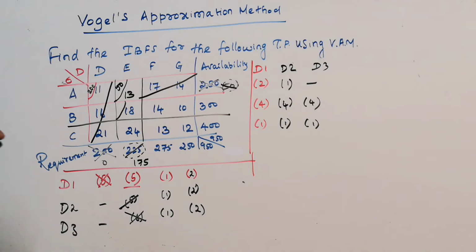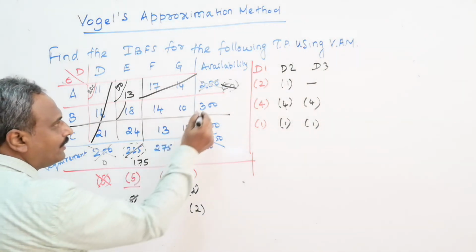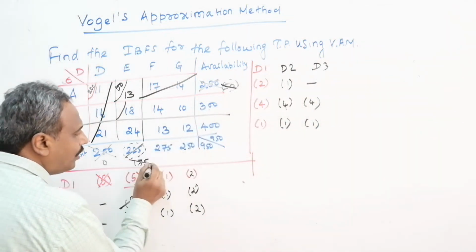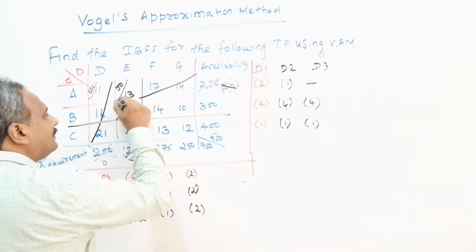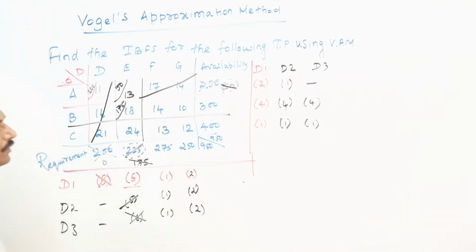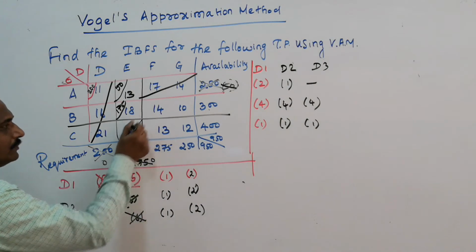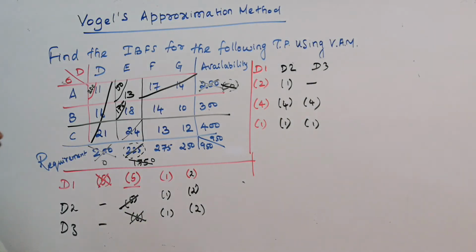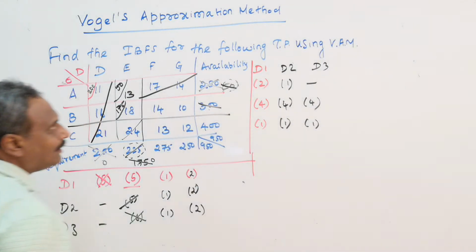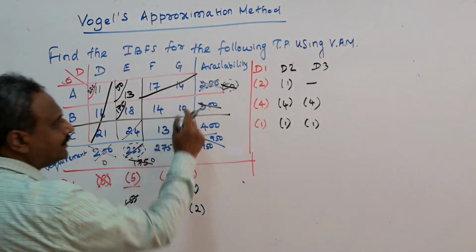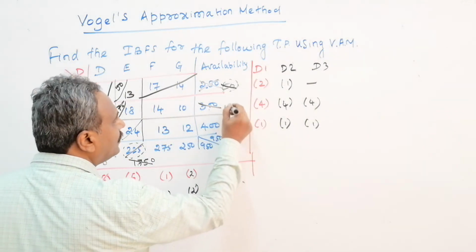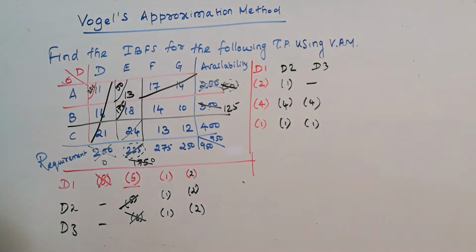I am going to check how much I can allot here. 175. This is 300. So the small value is 175. So this will become 0. Here what will be the remaining value? The availability. So 175, 300. So this is 125.